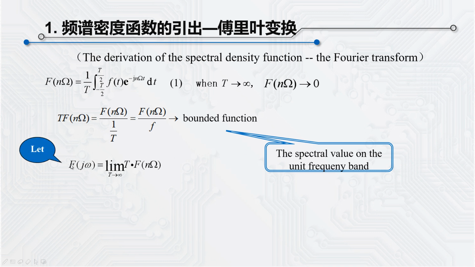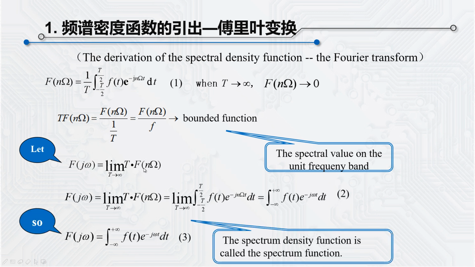If we let F(j omega) equal T times its spectral coefficient, when T approaches the limit of infinity, F(j omega) can be described by Formula 2, and Formula 2 can be simplified to Formula 3. Here, F(j omega) is called the spectral density function or spectrum function. In fact, you have already learned Formula 3.